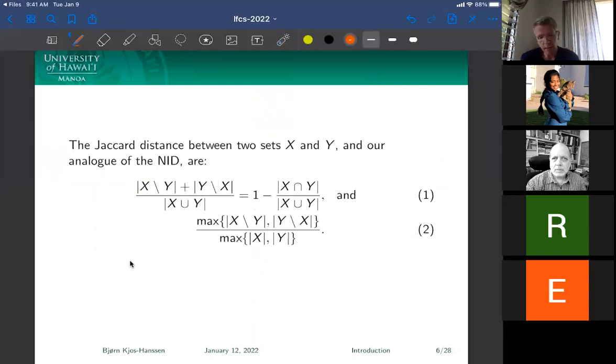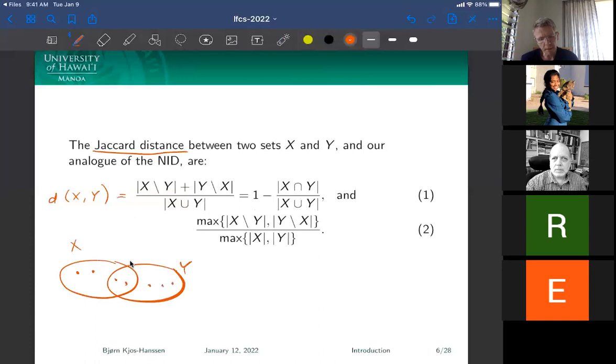So here we have the Jaccard distance. Let's say we call it D of X and Y. What it is, you take, let's say you have X and Y here, and then let's say we have some elements that are in both X and Y, or some are in X but not in Y. So then what we do is we take the cardinality of the symmetric difference and divide it by the cardinality of the union.